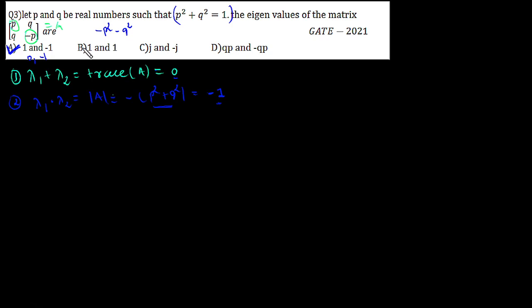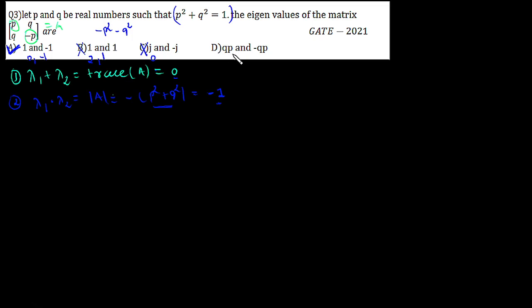Now let's check option B. Option B gives the trace as 2 and the multiplication is 1. So both conditions are violated in this option B. So option B is not the correct set of eigenvalues. Now look at option C. Option C gives the sum as 0, so the first condition holds for option C, but the multiplication here is plus 1. So again the second condition is violated in option C. So option C is also not the correct set of eigenvalues.